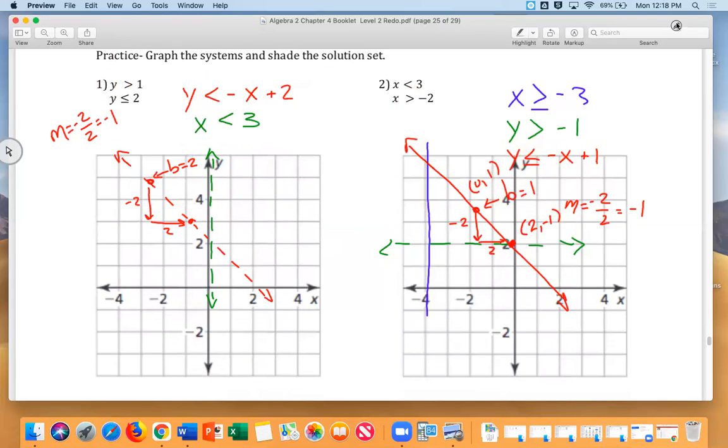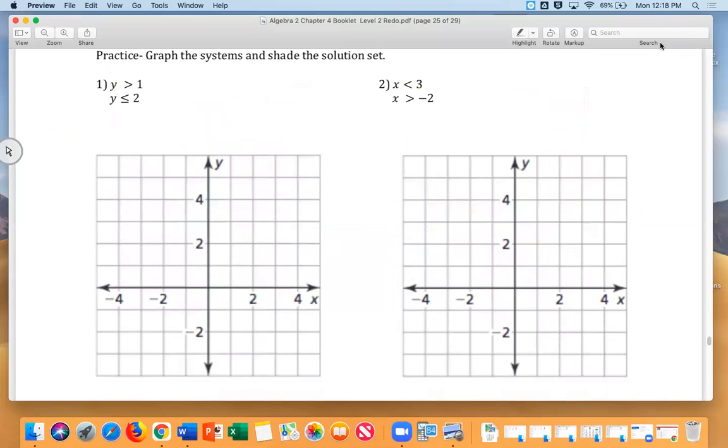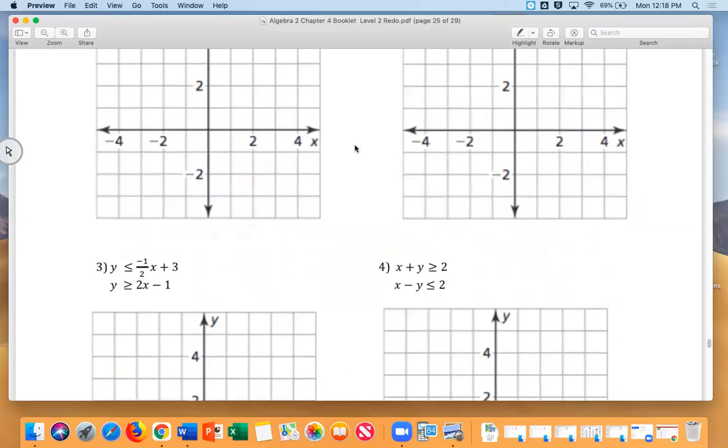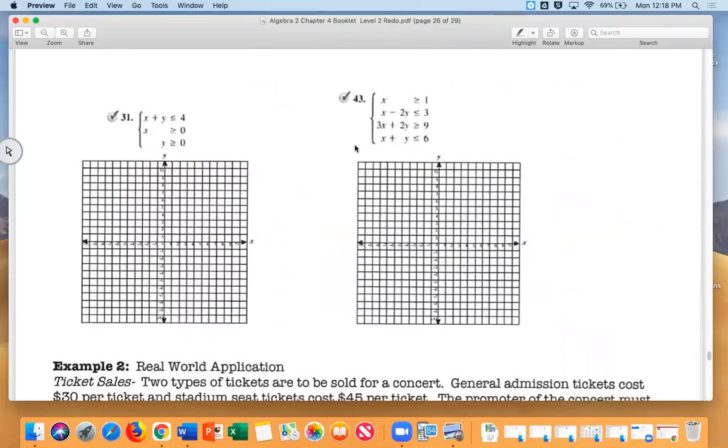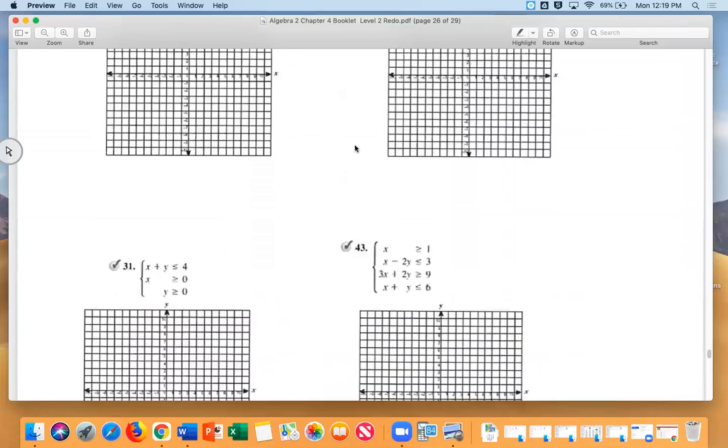All right, let's try some practicing on graphing. All right, these are a little easier.